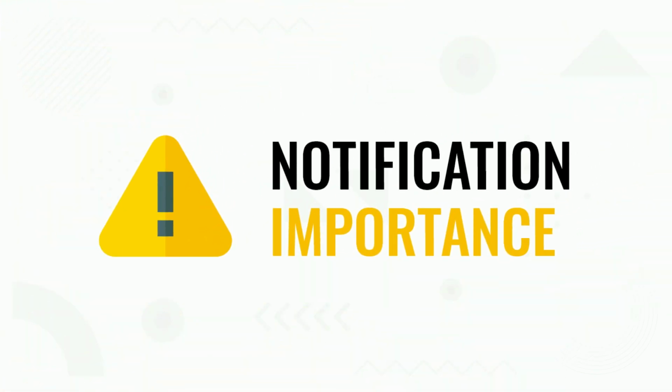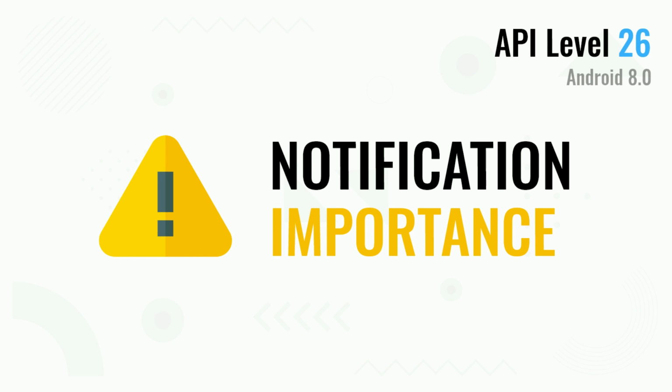Next, let me introduce you to notification importance. Android uses the importance of a notification to determine how much the notification should interrupt the user. The higher the importance of a notification is, the more interruptive the notification will be. On API level 26 and higher, or Android 8.0, we specify notification importance within the notification channel, and users can change this importance in the system settings.